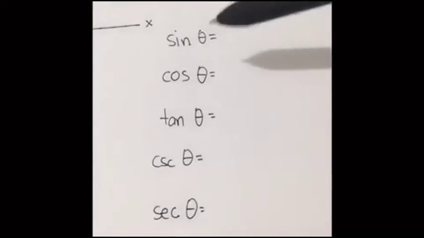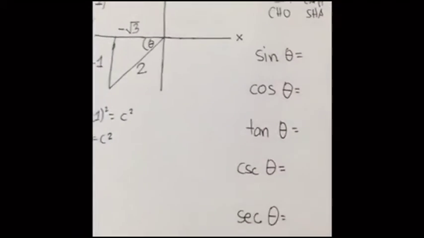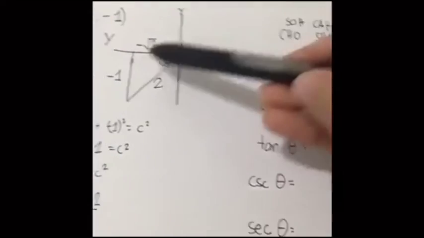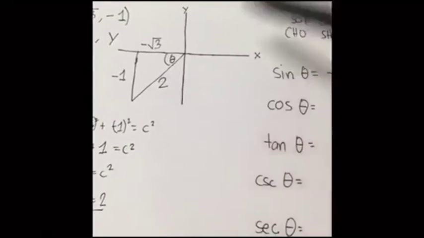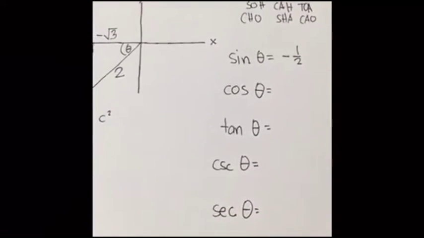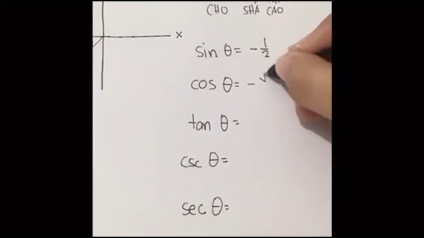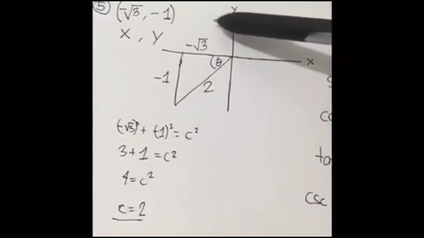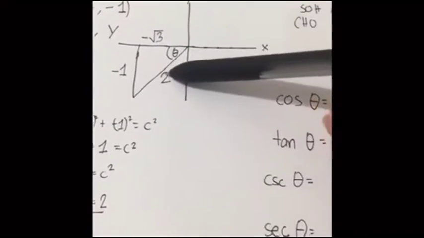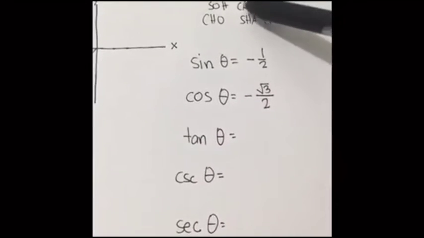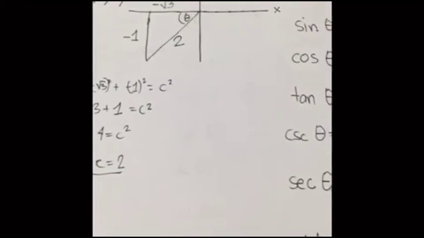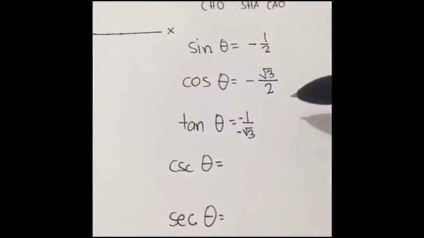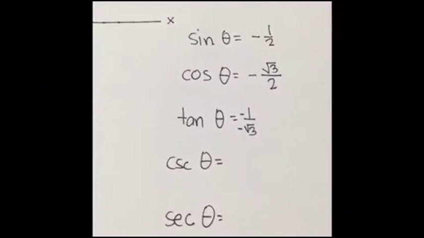So what is our sine in here? Our sine would be -1/2. Why? Because it is the opposite over the hypotenuse. And now we have to do cosine. Our cosine would be -√3 over 2. And why again? Because this is adjacent to the hypotenuse from the SOHCAHTOA. See, adjacent and hypotenuse. So our tangent would be -1 over -square root of 3. Because it is the opposite over adjacent.